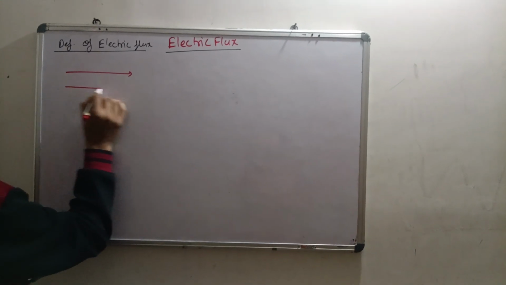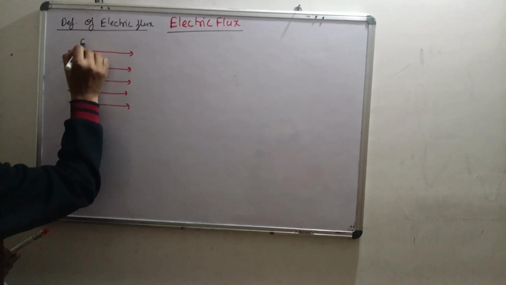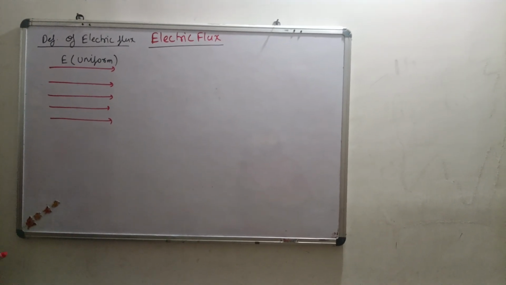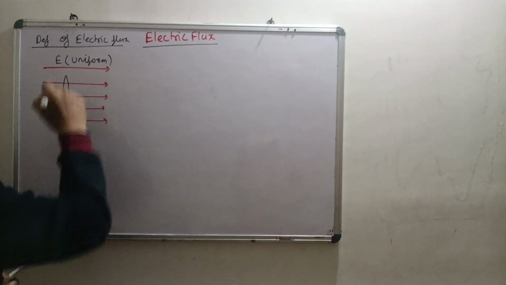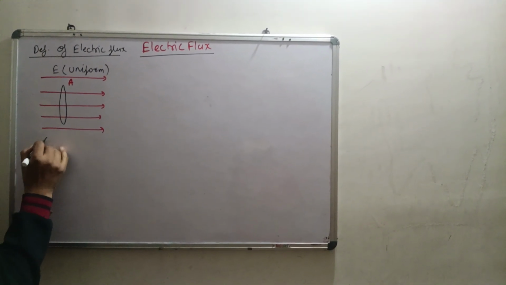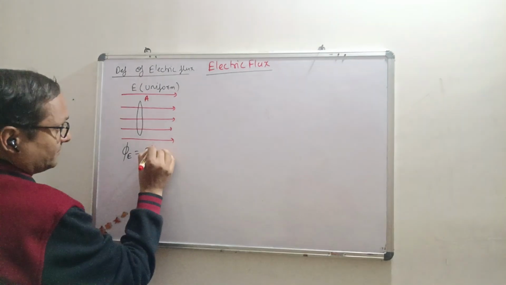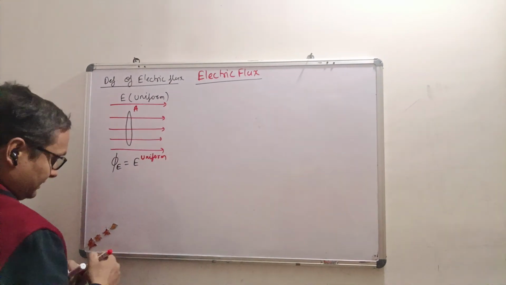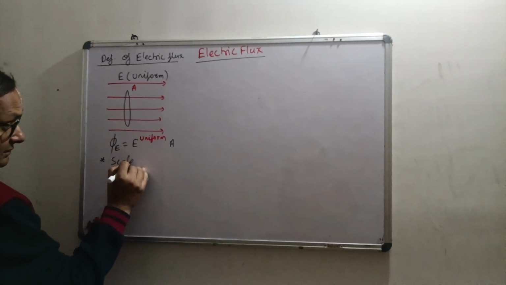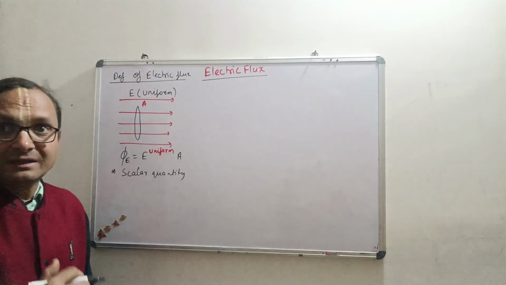Let there be a uniform electric field of strength E, which is uniform. In this uniform field, let there be a disk or circular disk having area A. Then electric flux is defined as E, which is uniform over the area A, and electric flux is a scalar quantity, means it has only magnitude, it does not have any direction.